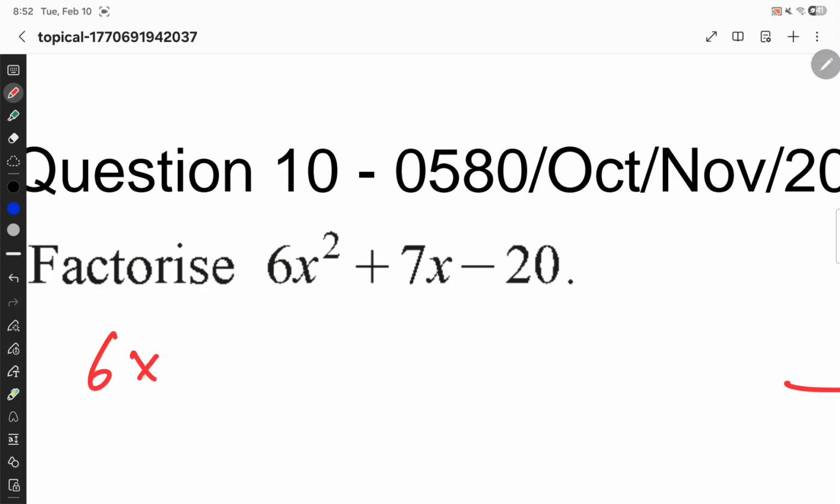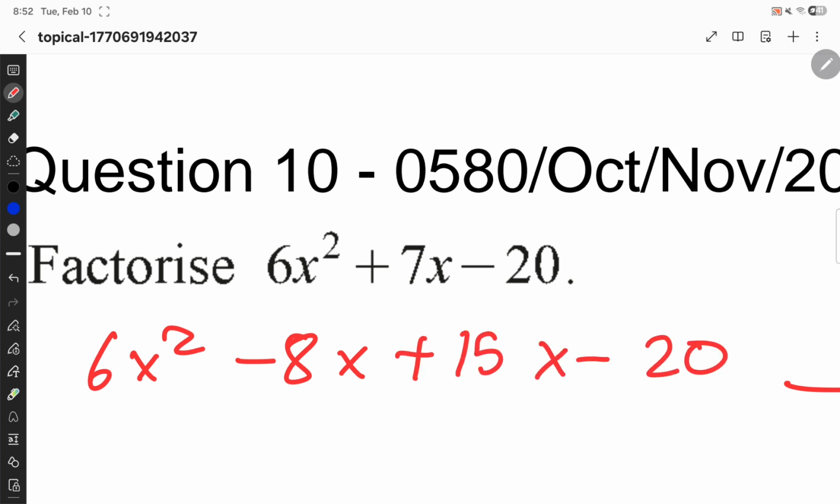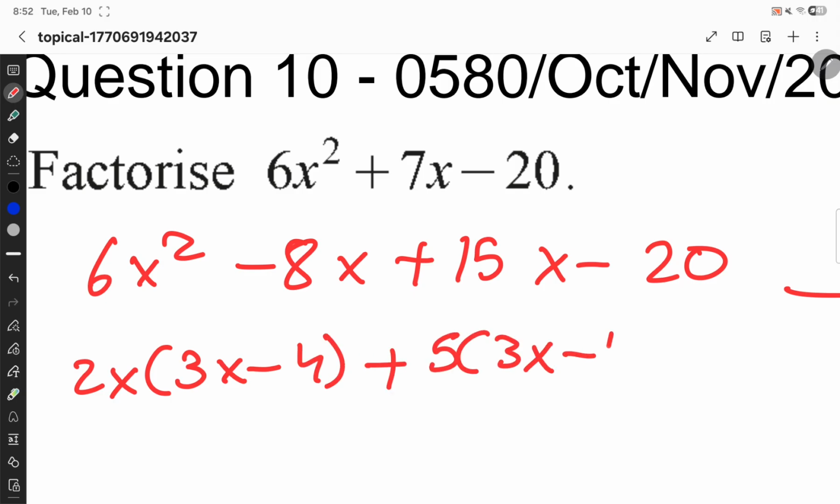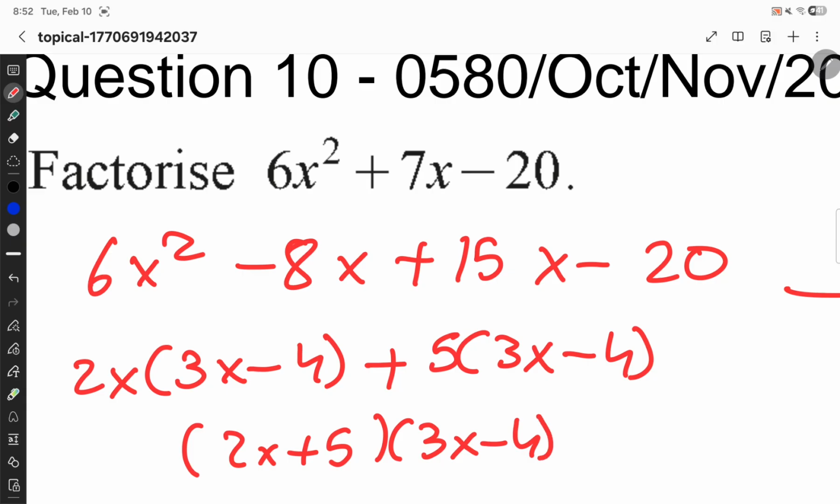So this is 6x squared plus negative 8x plus 15x minus 20x, and 2 is common, so this is 2x(3x minus 4) plus 5(3x minus 4), and this is (2x plus 5)(3x minus 4), like so.